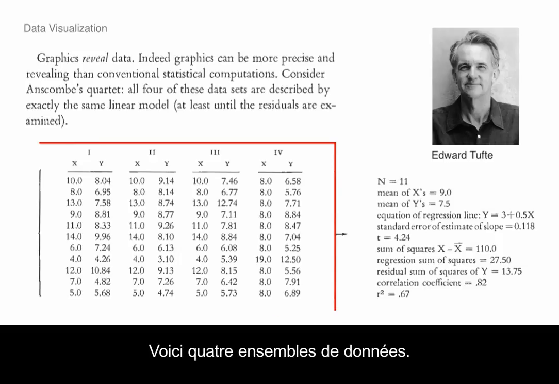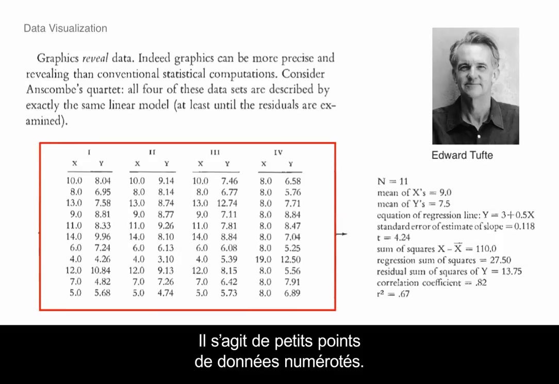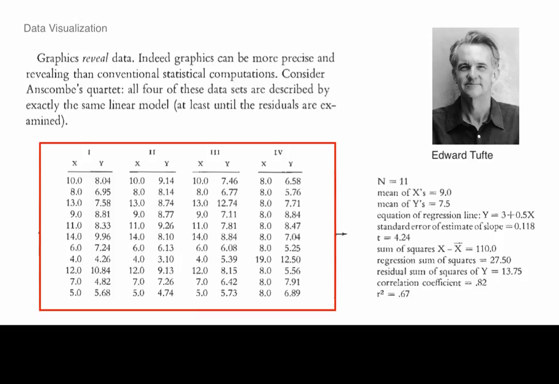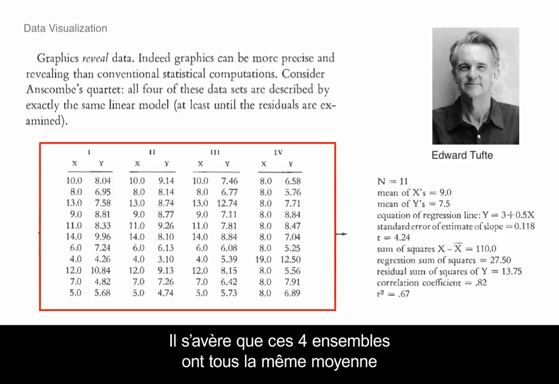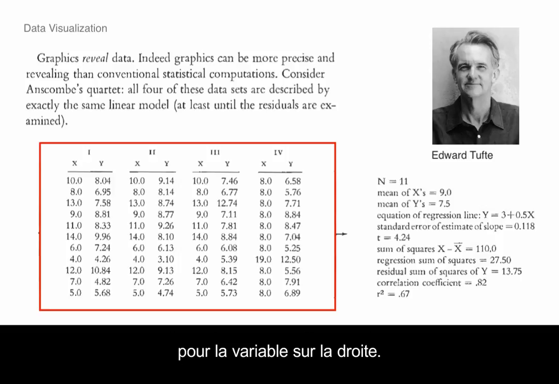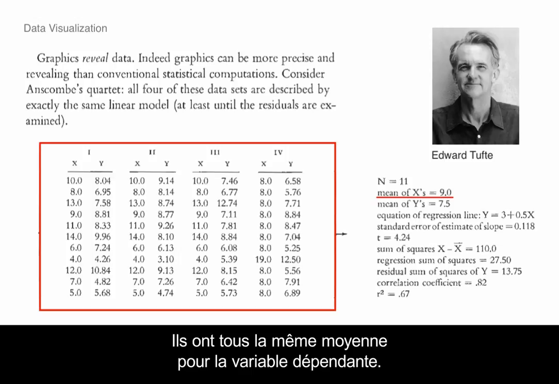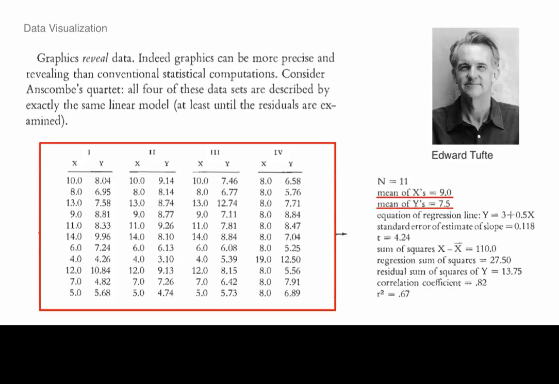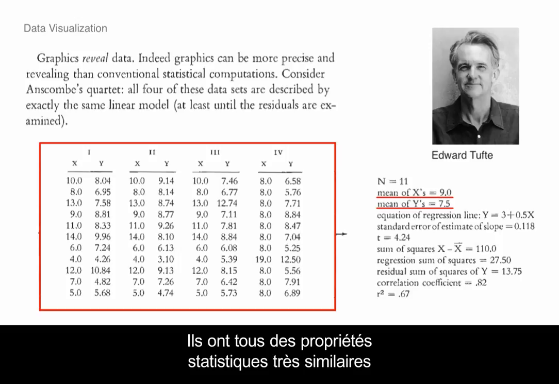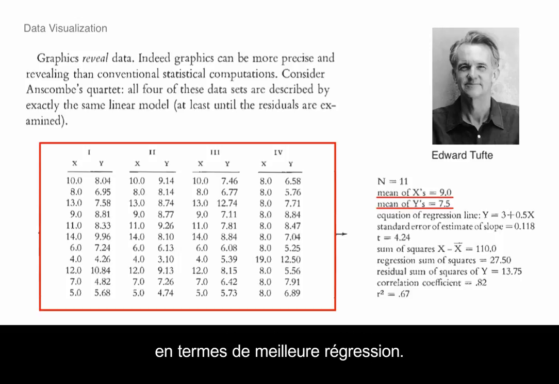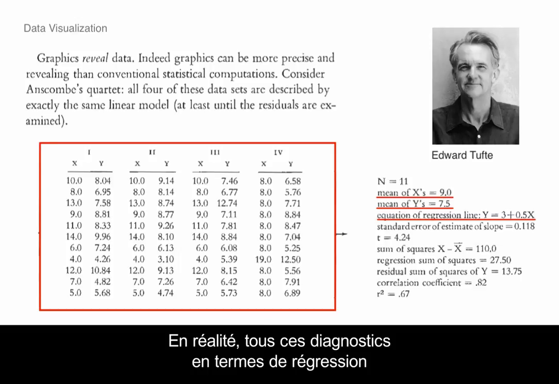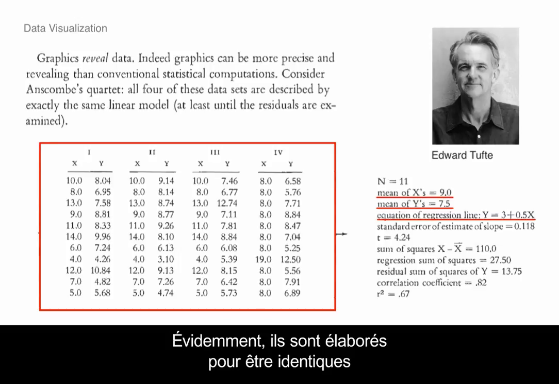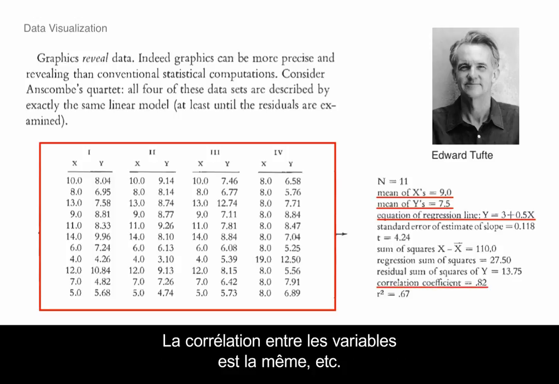So here are 4 different data sets. Okay? And these are just a small number of data points. You see the x variable, you see the y variable, and it turns out these 4 data sets all have the same mean for the right-hand side variable, and all have the same mean for the dependent variable. They basically have very similar statistical properties in terms of the best regression fit. Really, all these diagnostics from a regression look exactly the same. Obviously, they're constructed to be exactly the same for these 4 data sets. The correlation between the variables is the same, et cetera.